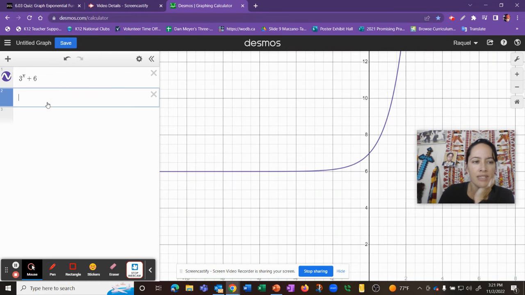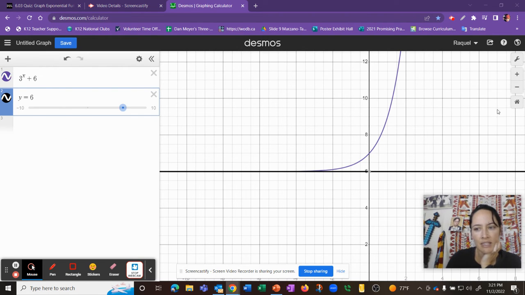Okay, there is an asymptote at y equals 6. Okay, see that black line? That's the asymptote. If I zoomed in really close, it would get very close to that, but it won't ever touch.